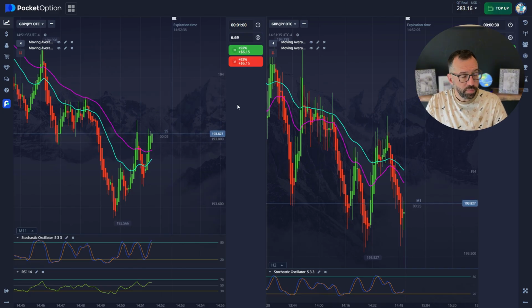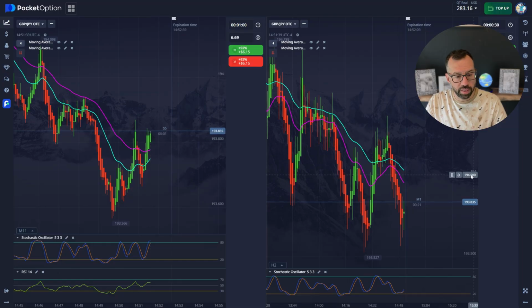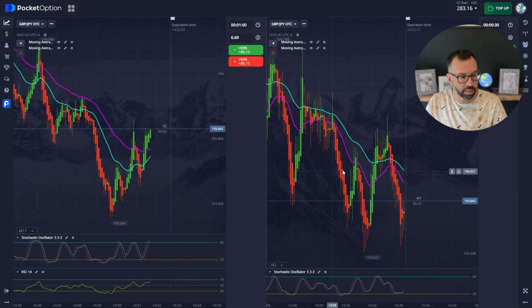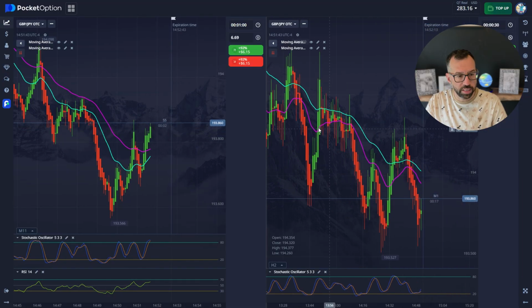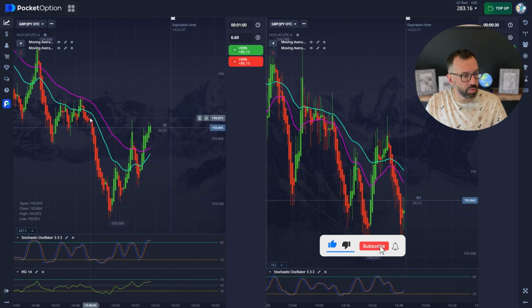6.69. And we are ready to trade again. So what do we think this chart is doing? Is this going to change direction? Is this going to move back up? It is a downward momentum.